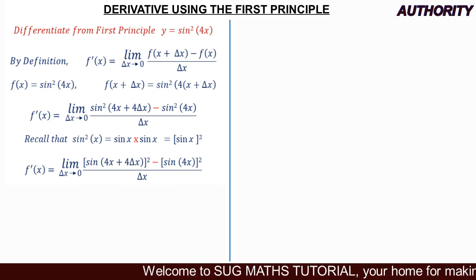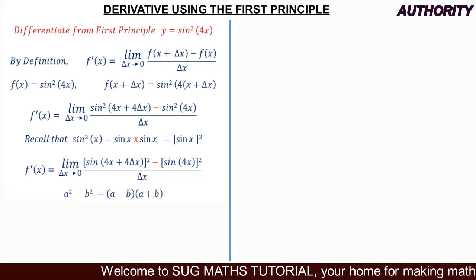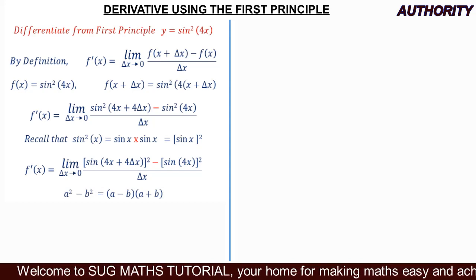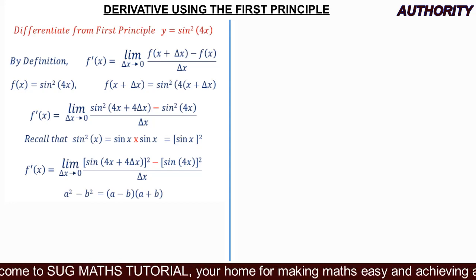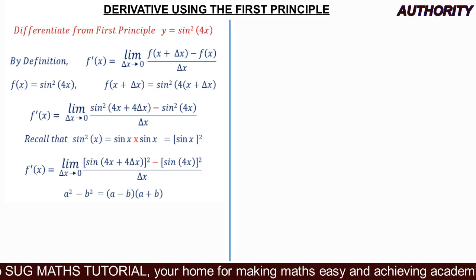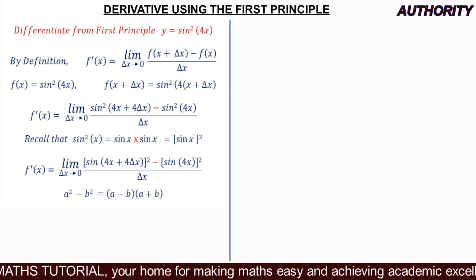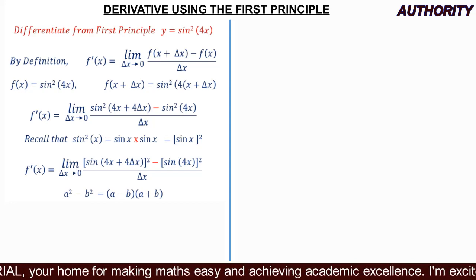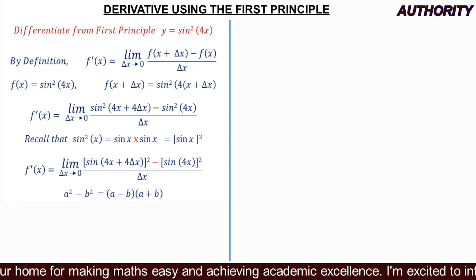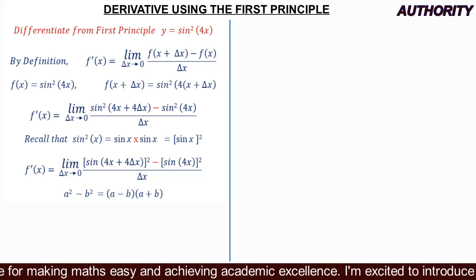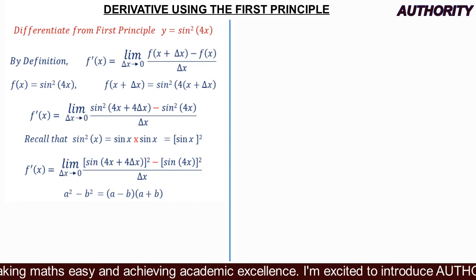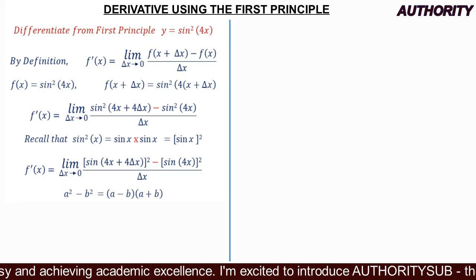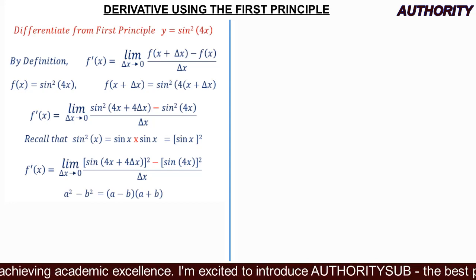Okay, good. Let's go. Again, recall that there is something we call difference of two squares. What is it talking about? Where you have a squared minus b squared, it is the difference of squares. So when you have a squared minus b squared, it's the same thing as saying (a minus b) times (a plus b).